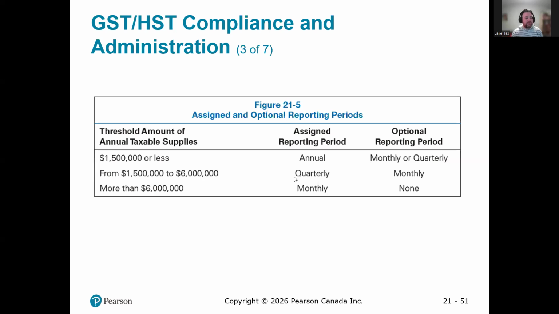So I most frequently see businesses paying on a quarterly basis, but I have dealt with some larger corporations that make more than 6 million in a year. So they'll have monthly returns. This 6 million has to do with the revenues, the amount of taxable supplies that they're selling.